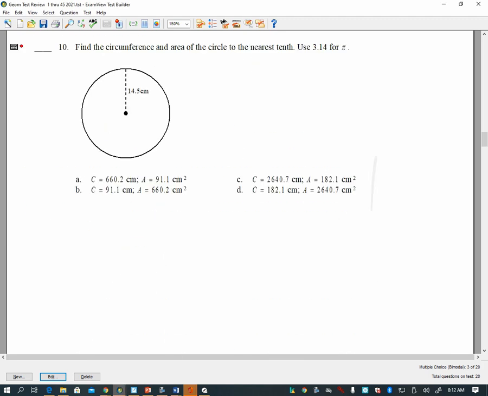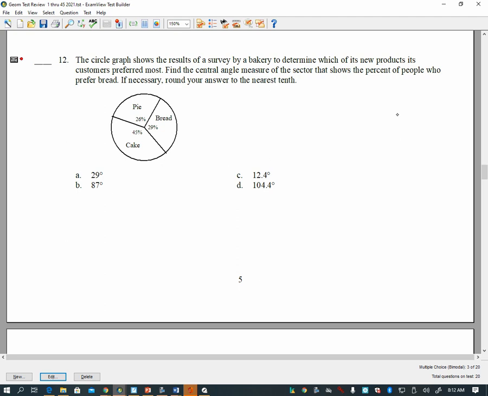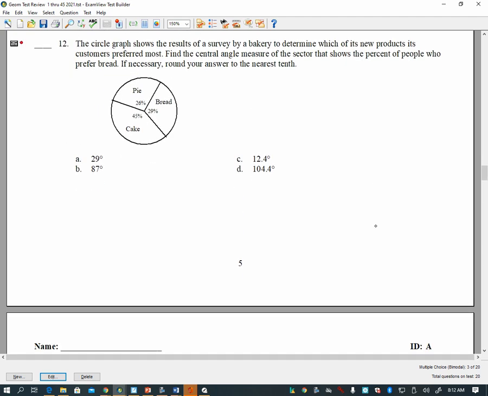Number 12. All right, the circle graph shows the results of a survey by a bakery to determine which of its new products its customers preferred most. We want to find the central angle measure of the sector that shows the percent of people who prefer bread. If necessary, round your answer to the nearest tenth. So they are asking, what is this angle? What is that degree measure? Okay, how do I go about solving this?